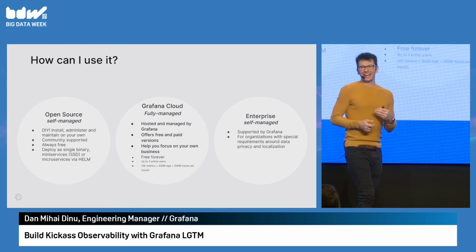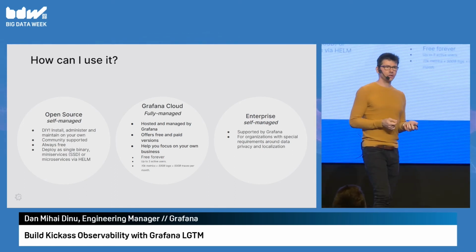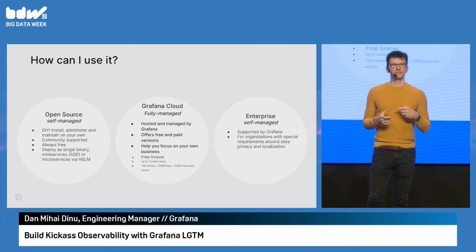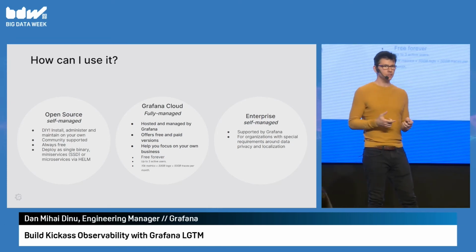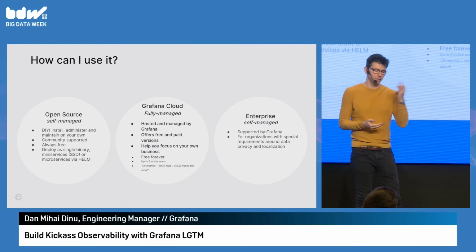You get 3 active users for Grafana. You get 50 gigabytes of logs per month, 10K of metrics, 50 gigabytes of traces. So it's pretty good, right? And once you grow more, you can actually go to a paying subscription.